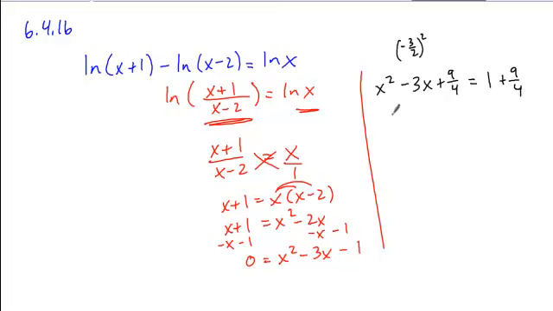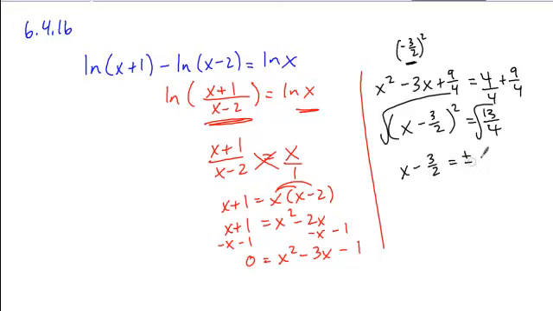That allows me to rewrite my left side as x, and then half of this first degree term's coefficient, minus 3/2, squared, is equal to 1, which is equivalent to 4/4. I can add these together as 13/4. Extract my square root. I get x minus 3/2 is equal to, you have to take into consideration the positive and negative root of 13 over the square root of 4, which is 2. Add 3/2 to both sides, and I get my solution, 3 plus or minus root 13 all over 2.